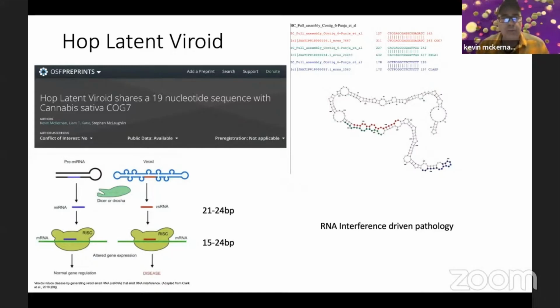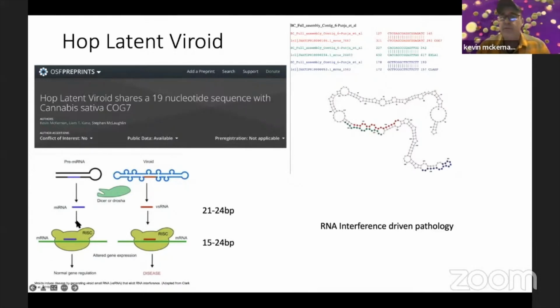Okay, so what we discovered, let me back up a little bit. The first thing you need to know about Latent Viroid is, since it doesn't make any proteins, it doesn't code for any proteins, then the pathology has to be related to the sequence itself. And that naturally brings up a pathway in cells known as RNA interference, which is depicted over here on the left. This is the capacity for some short RNAs to hybridize to host RNAs and then shut them down, interfere with the expression of genes that it has homology to.